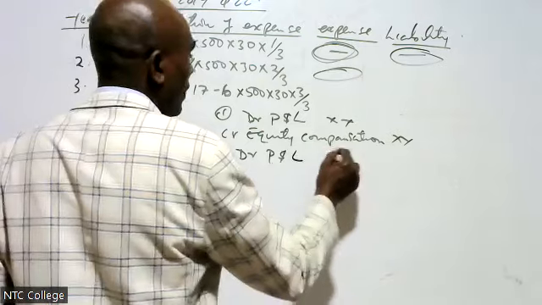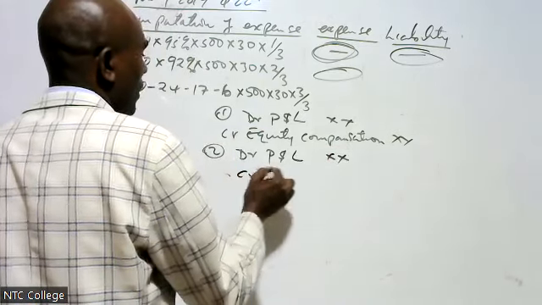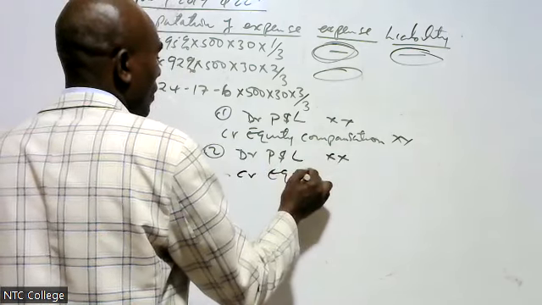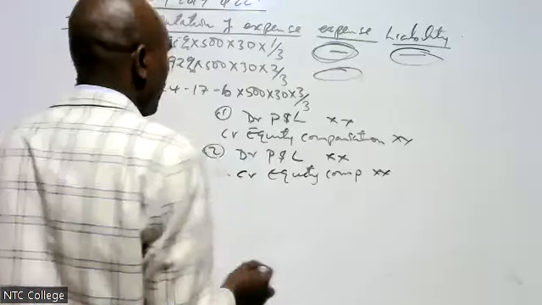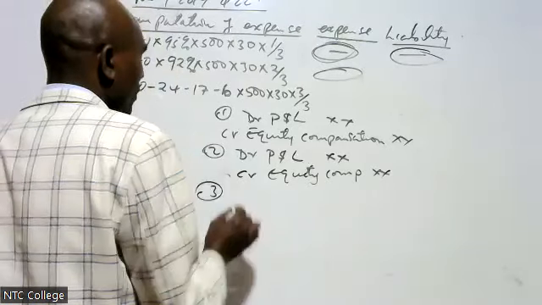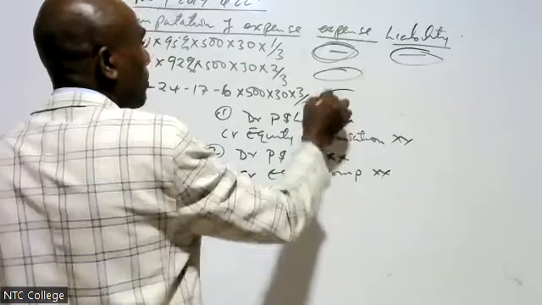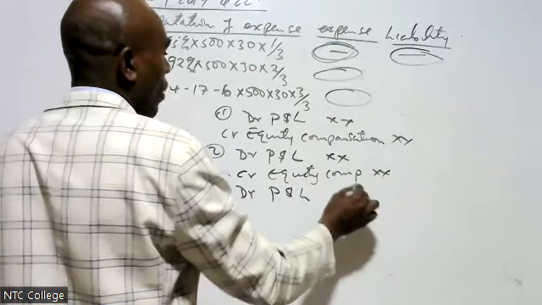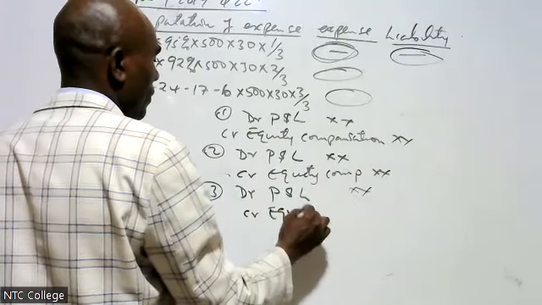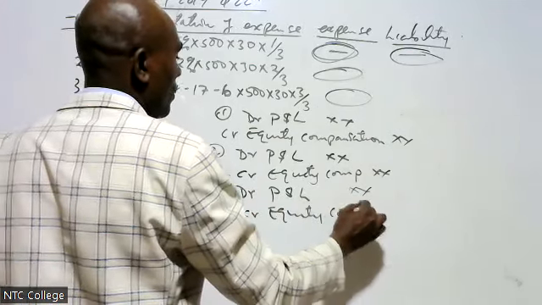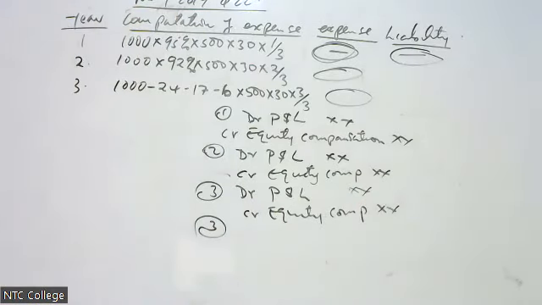P and L with the expense, you credit equity compensation. In year 3, you are going to debit P and L with the expense that will be there. I believe you can now compute it. Then we credit equity compensation. Then still in year 3, we have 2 journal entries.